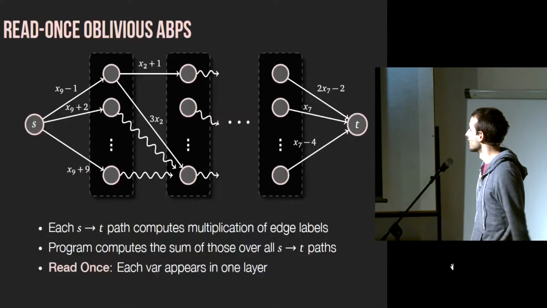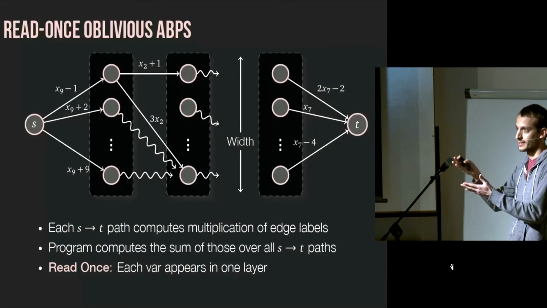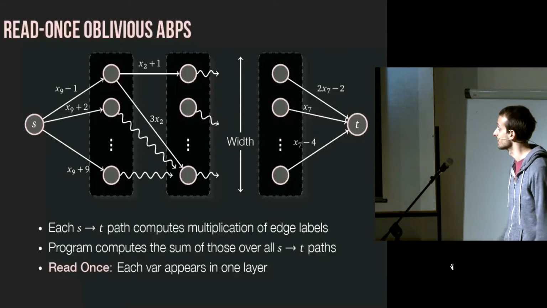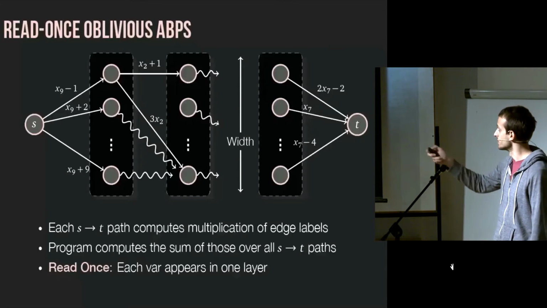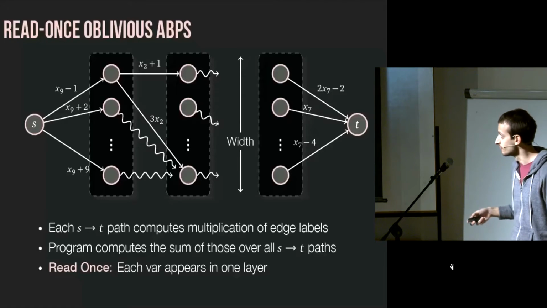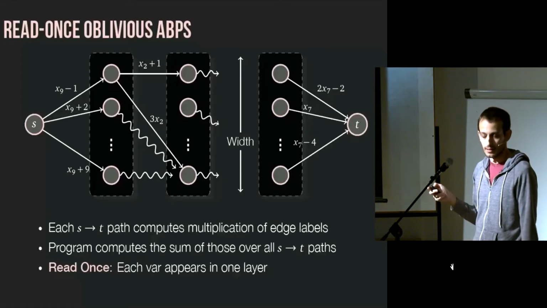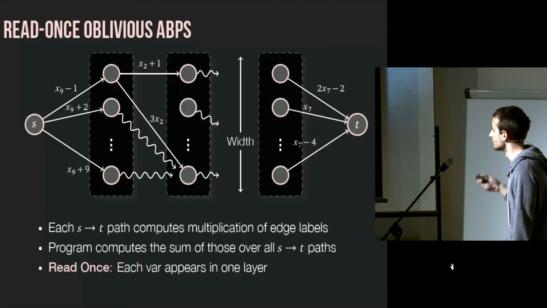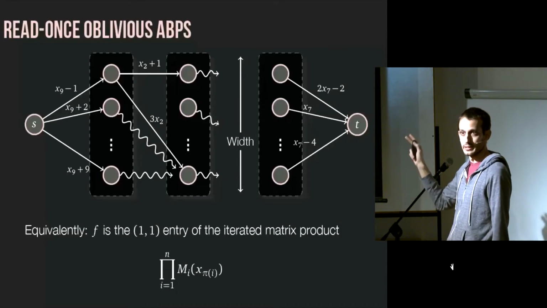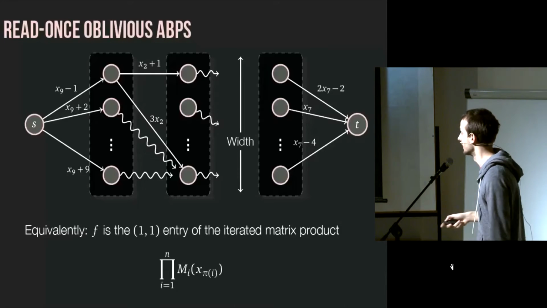So that's a read-once oblivious ABP. The main complexity measure we care about is the width, because the length is, if the polynomial depends on all the variables, just the number of variables. So we mainly care about the width, which is the maximum number of vertices in a layer. An equivalent way to think about it, which will also be important, is that F is the 1-1 entry of a matrix multiplication. So M_i is a matrix that corresponds to the ith layer.